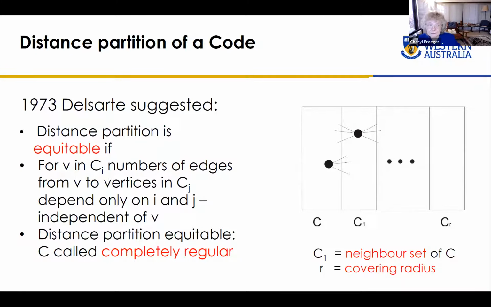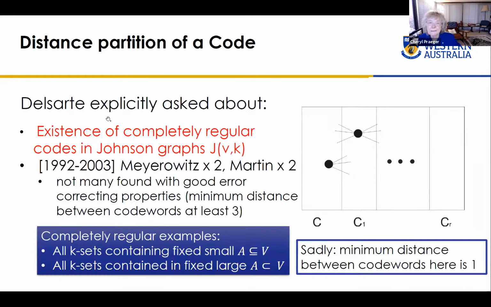And in his 1973 paper, Delsarte explicitly asked about the existence of completely regular codes in Johnson graphs. So that's 1973. There was quite a bit of work done on this in the succeeding years. In particular, there were four pretty nice papers published variously from, say, 1992 to 2003, two by Meyerowitz and two by Bill Martin, and they found some completely regular codes.